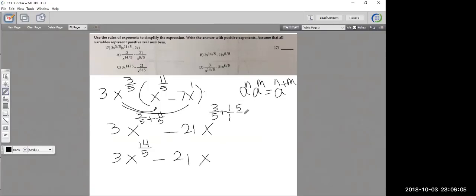Here the LCD is 5. I'm going to write it as 5 over 5. So that would be 5 plus 3 over 5, 8 over 5. Okay, so now I'm going to look and see if I have that as one of my options. If I do, I'm done. I have 3x to the power of 14 over 5 minus 21x to the power of 8 over 5. It looks like B is one of those options that I have up there, and I'm done. As long as the exponents are positive and reduced, we can stop, and B is the correct answer for us.